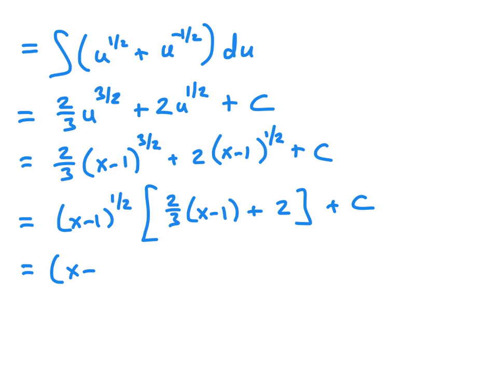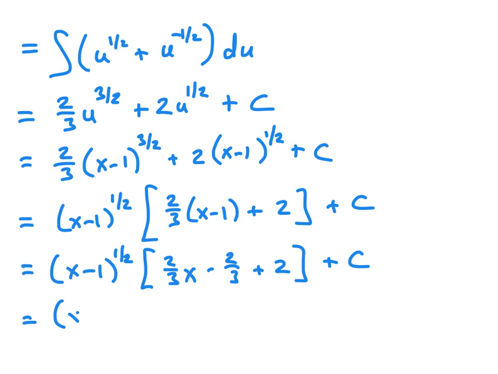Then in the brackets, we can distribute this out, and we see this is going to be 2/3 x minus 2/3 plus 2, all plus our constant c. And so our most simplified version will end up being x minus 1 to the 1/2 times 2/3 x plus 4/3, plus c.